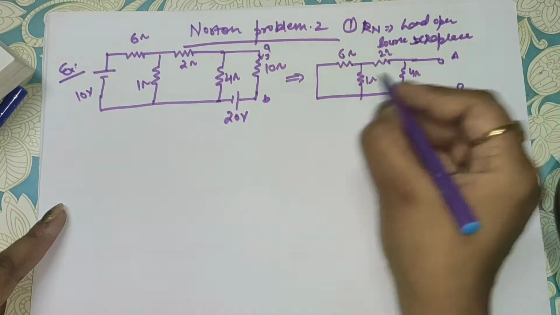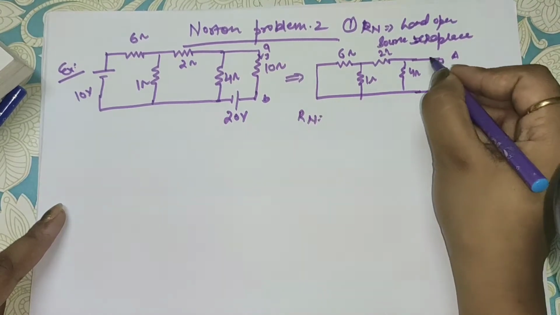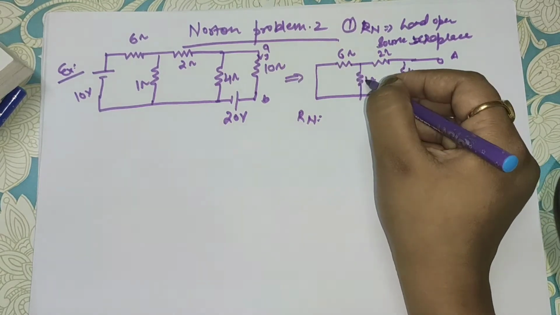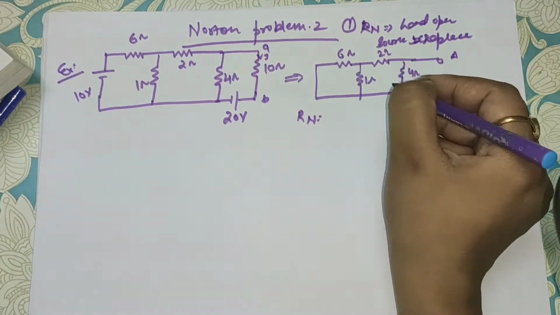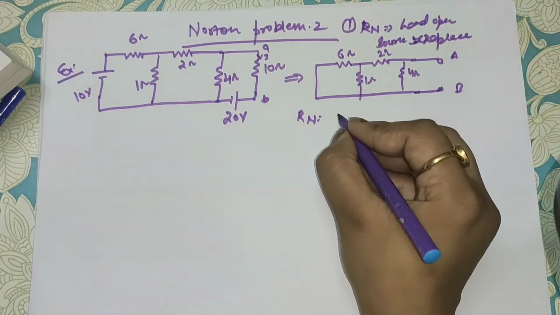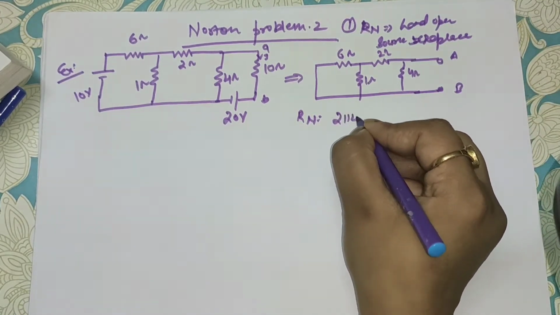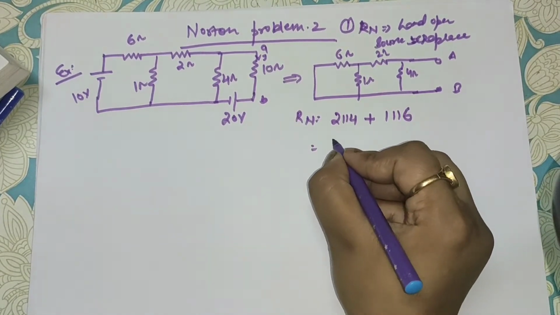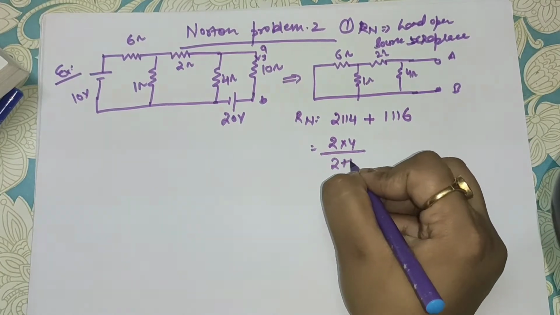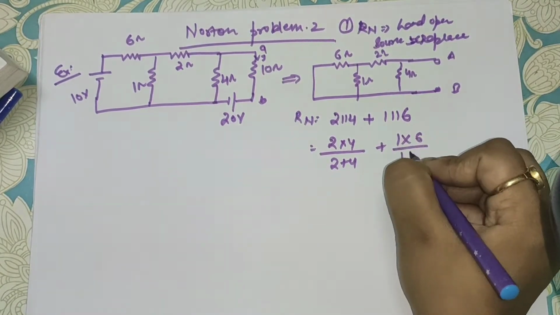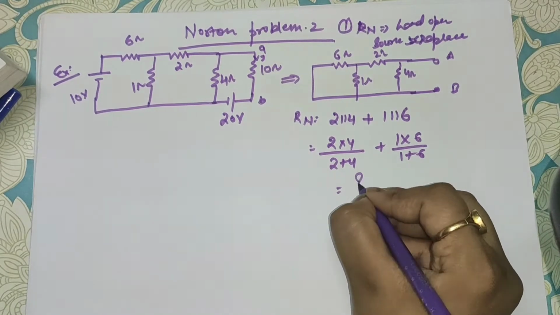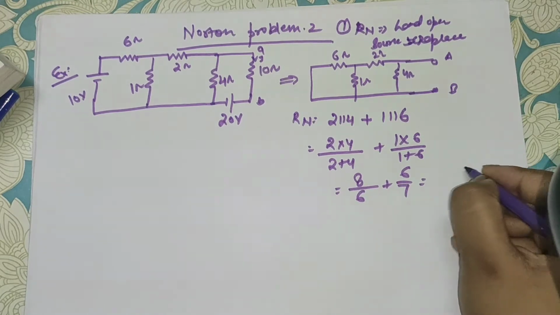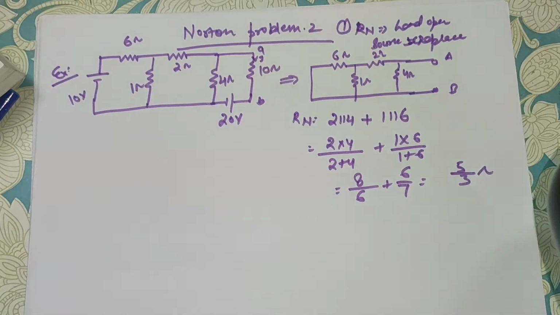Now you have to calculate the Rn. Rn will be, if you flow the current from here, you can find this will be the parallel and then this will be the parallel, and the both parallel combinations will be in series. So this will be 2 parallel 4 plus 1 parallel 6. So 2 into 4 upon 2 plus 4, plus 1 into 6 upon 1 plus 6. If you solve this, that is 8 upon 6 plus 6 upon 7. Now if you solve this, you will get 5 upon 3 ohm.